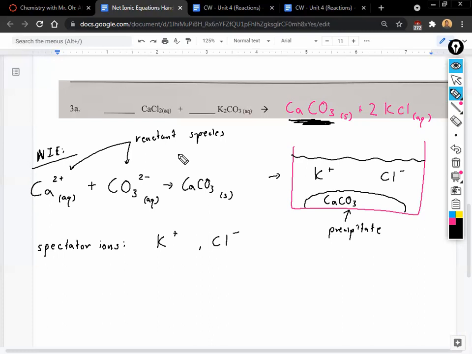Yeah, so those are called reactant species. Sorry about that. I should have mentioned that as well. Okay, so reactant species are the things that react, and spectator ions are just the guys that watch and don't do anything, okay?